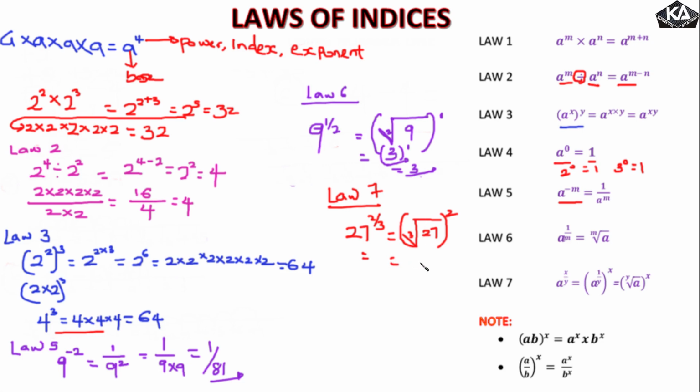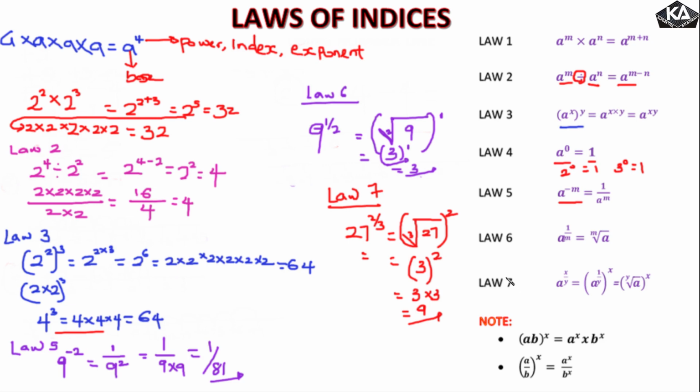Don't forget you still have your numerator hanging here as a power, raised to power 2. Then that will become 3 raised to power 2, that's 3 times 3, and that will equally give us 9. And that is how you look into all the laws, law 1 to law 7.